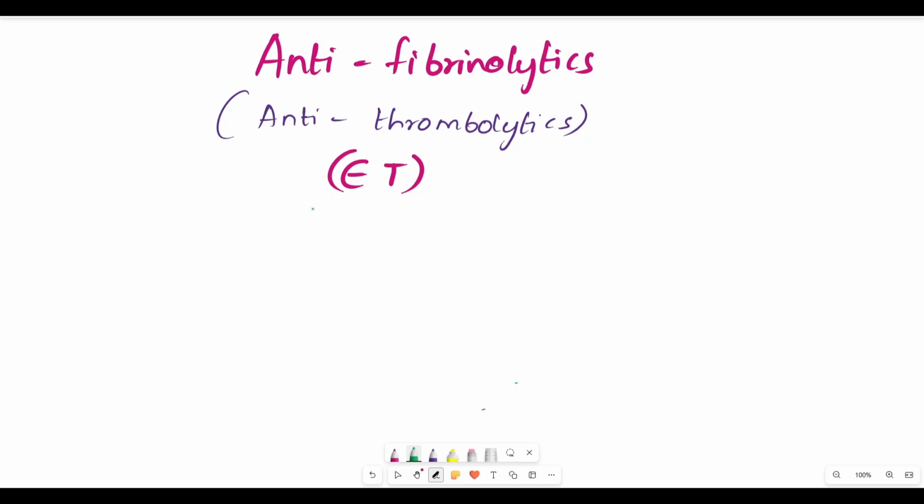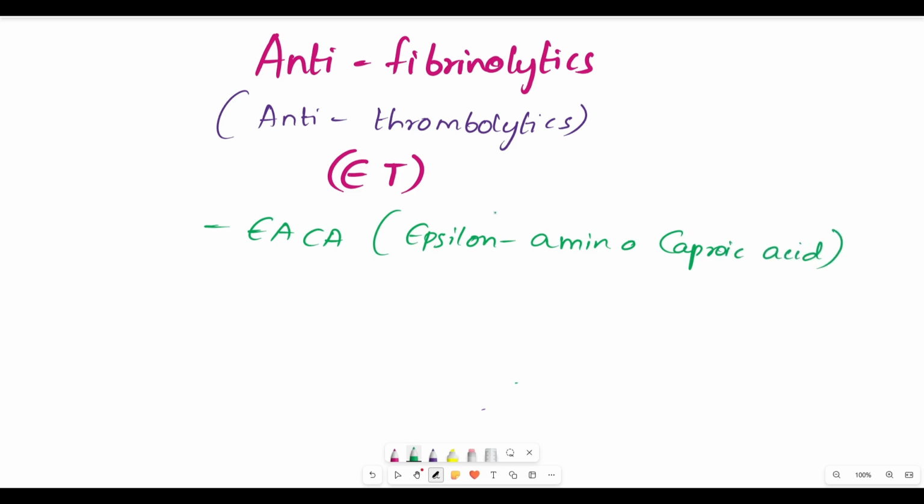So in the antifibrinolytics or antithrombolytics, ET, E means it is EACA. The full form of EACA is epsilon amino caproic acid. Then T means it is tranexamic acid.